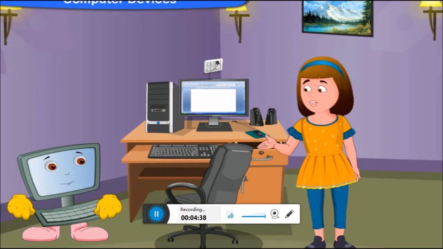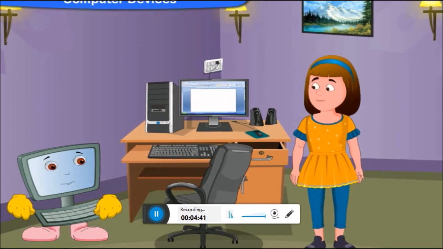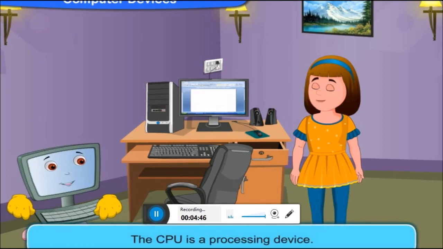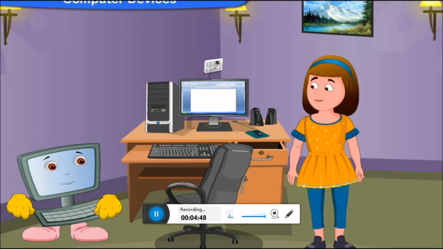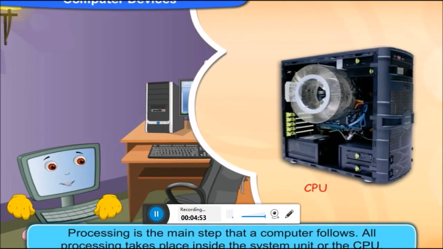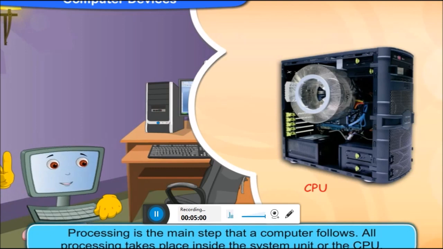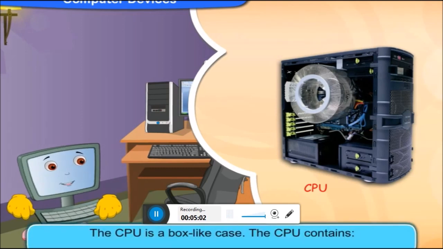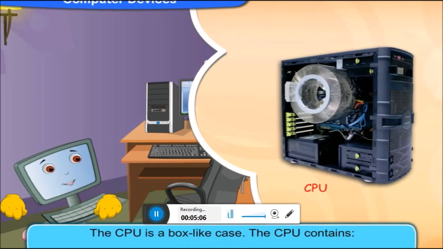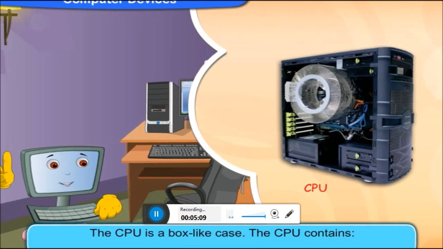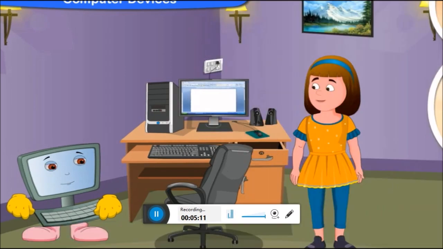What about the CPU? Is it also an output device? No, Rini, the CPU is a processing device. Tell me more about the CPU. You should know that processing is the main step that a computer follows. All processing takes place inside the system unit or the CPU. The CPU is a box-like case. It contains the hard disk, the motherboard, the CD drive, and the floppy drive.